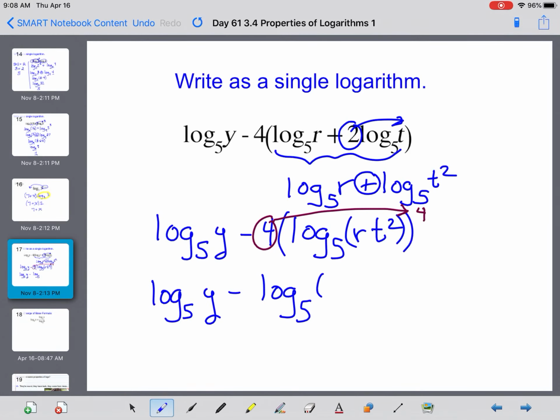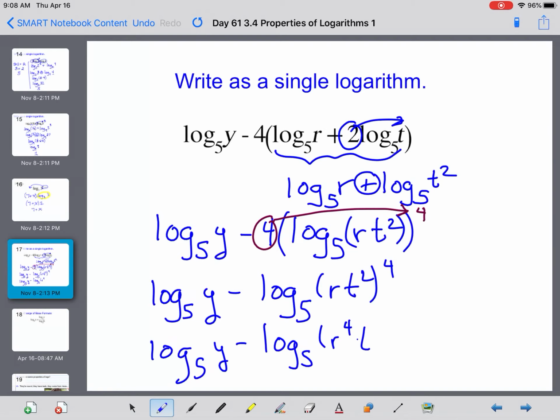So this will be log base 5 of rt squared, all raised to the 4th power. Now remember that our power property when we are working with exponents, everybody inside is getting raised to the 4th power. So that's going to be r to the 4th, t to the 8th. So this is looking, I guess, a little bit better. I don't know, maybe not much.